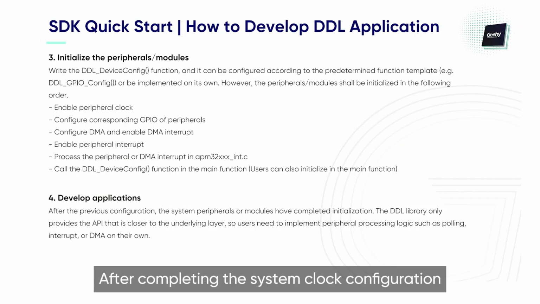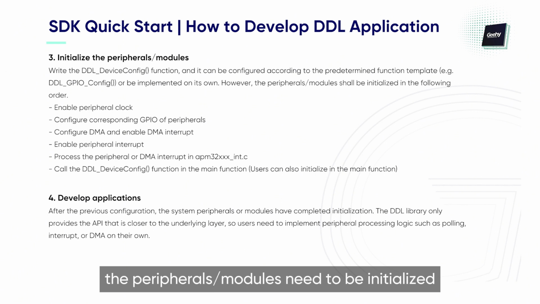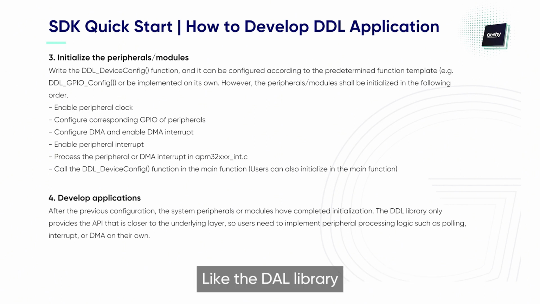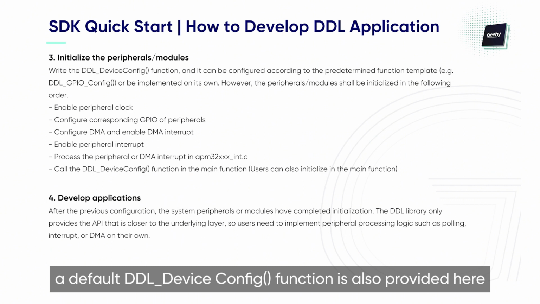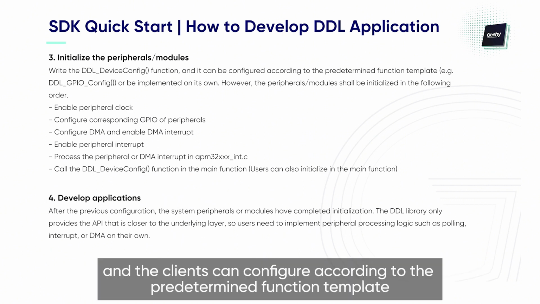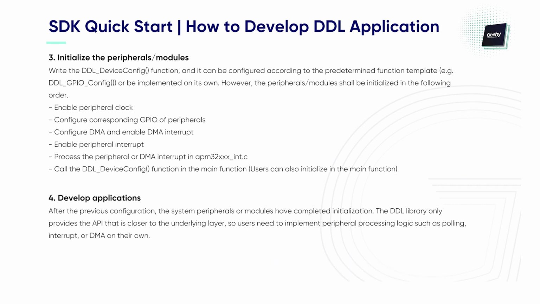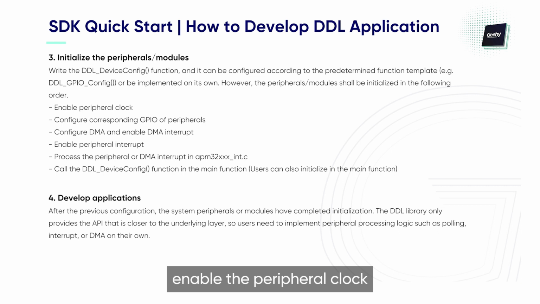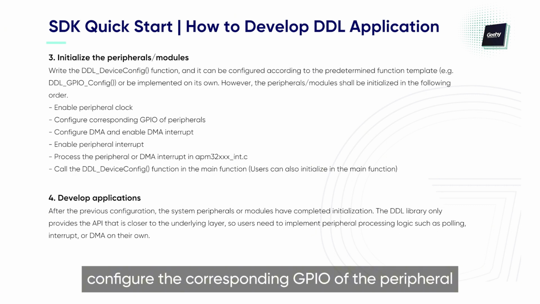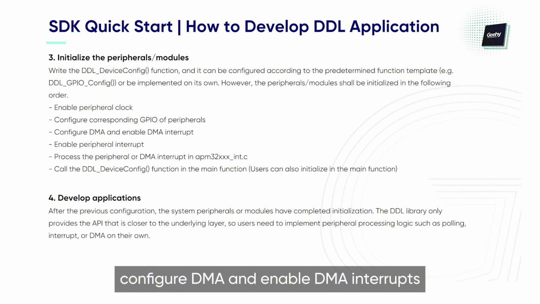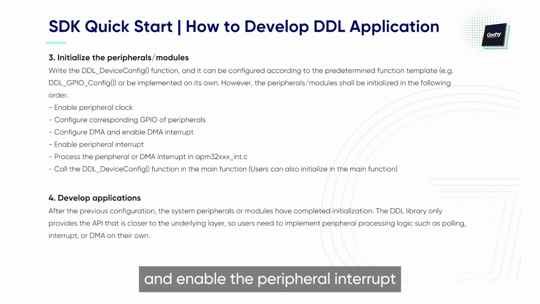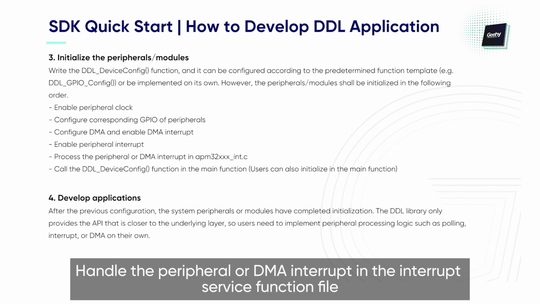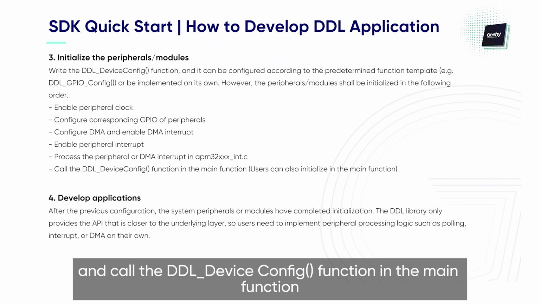After completing the system clock configuration, the peripherals modules need to be initialized. Like the DAL library, a default DDL device config function is also provided here, and the clients can configure according to the predetermined function template or implement it by themselves. Conduct peripheral initialization in the following order. Enable the peripheral clock, configure the corresponding GPIO of the peripheral, configure DMA and enable DMA interrupts, and enable the peripheral interrupt. Handle the peripheral or DMA interrupt in the interrupt service function file, and call the DDL device config function in the main function.